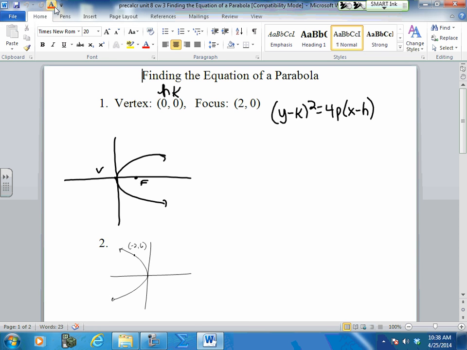Let's just do one step at a time. So therefore, if we plug in 0, 0, we can break this down to y squared equals 4p times x. The only thing we're missing is p. So how do I determine p from this? Let me just write the points here. How do you determine what p is?